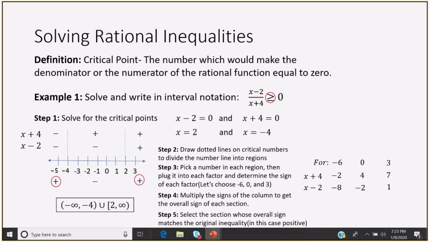Now you might be asking yourself, it's weird that one of the numbers has a bracket and the other number doesn't. What's happening there? Well, if you look back at the expression, if I plug -4 into that expression, that would mean I was dividing by 0, which I'm not allowed to do. So even though overall I'm dealing with a greater than or equal to, which generally means that I have brackets on every number, I have to be careful with the fact that I'm dealing with rational inequalities. And so anytime your factor is on the bottom, that critical number should not have a bracket on it.